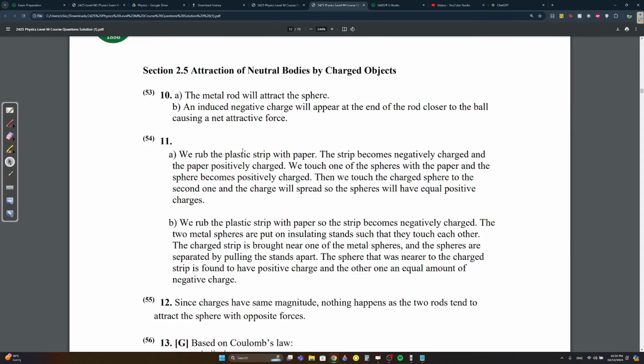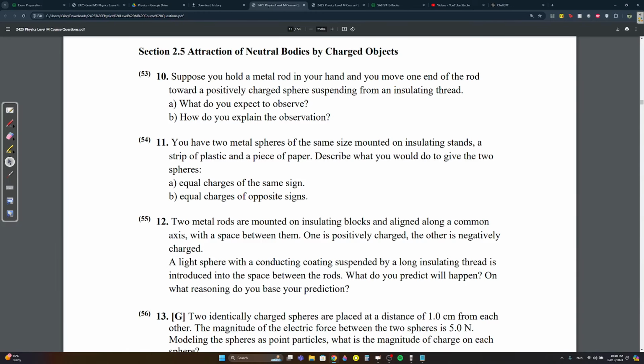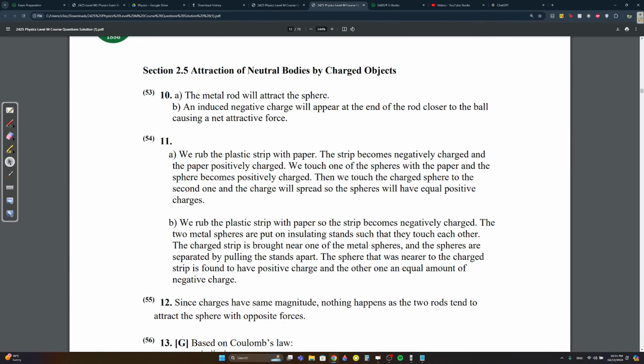If you want the same sign, we rub the plastic strip with paper. I just understood the question. You have two metal spheres, and then you have plastic and paper. We rub the plastic strip with paper. When you rub plastic with paper, you get positive paper and negative plastic, right? The strip becomes negative and the paper becomes positive.